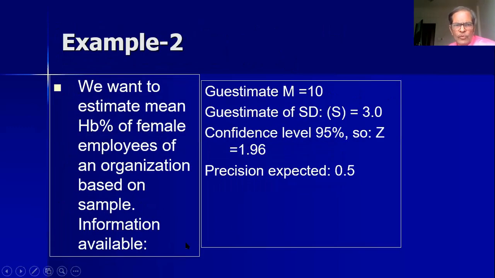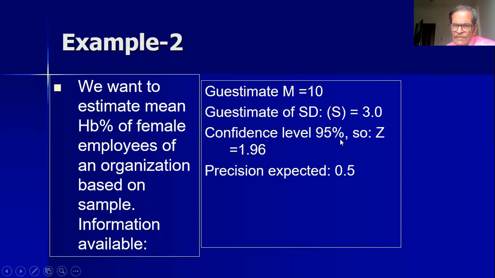So we want to estimate the mean hemoglobin percentage of female employees of an organization based on a sample. The organization is there, and you don't want to study all the individuals, but you just want to do a sample survey. Our guess is that the mean hemoglobin is 10 grams percent. The estimate of the standard deviation, based on a previous study, is 3 grams percent.